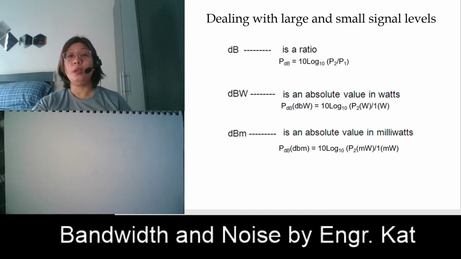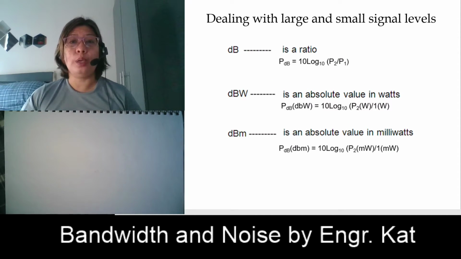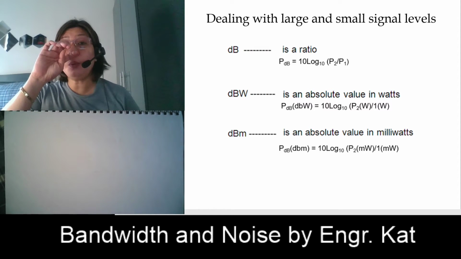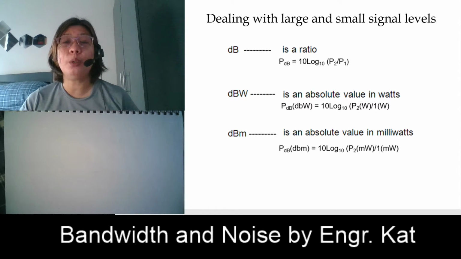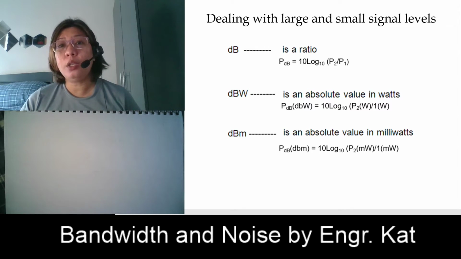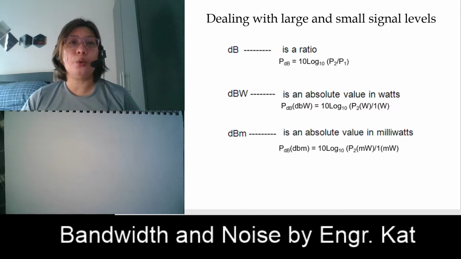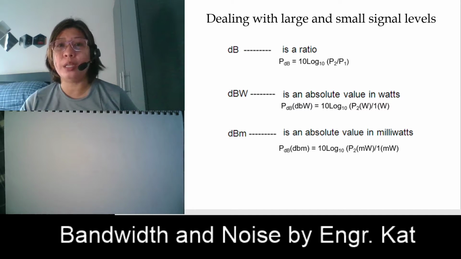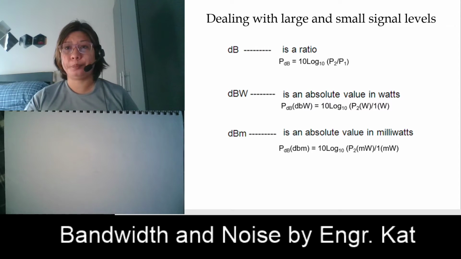Okay. So dB is a ratio, but this is your power ratio, so we just convert that into decibel. Your power ratio is unitless. Once converted into decibel, it already has a unit, which is dB. So it will become dB watt. This is an absolute value in watts. That means the reference that you are using is equivalent to 1 watt. dBm is also an absolute value, in milliwatts. That means the reference that you are using in your denominator is 1 milliwatt.